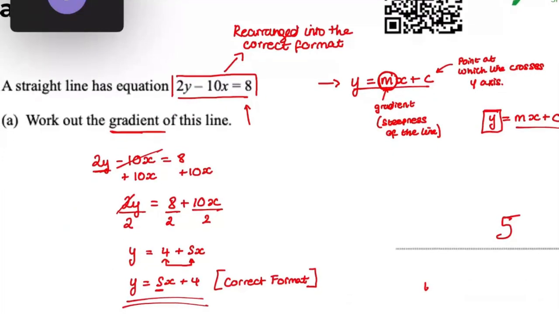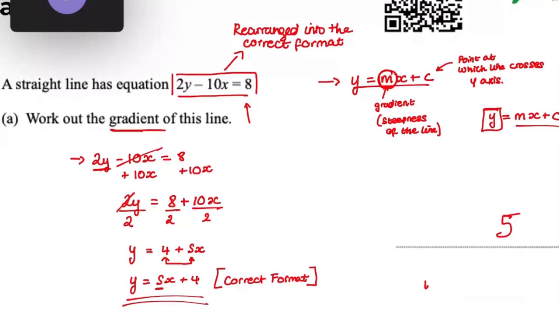So over here, we have 2y minus 10x equals 8. We added 10x to both sides, as you can see, to move the x term to the other side. So we're left with just 2y on the left side, and that's equal to 8 plus 10x because we've added 10x to both sides.